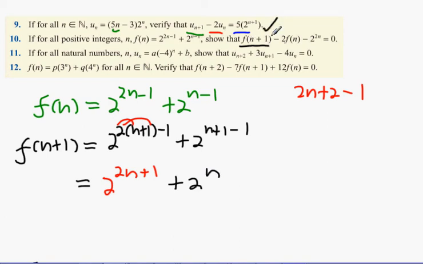That's that part done. Okay, now I'm going to go straight into this question here. Right, write down f of n plus 1. f of n plus 1 is 2 times 2 to the 2n plus 1 plus 2 to the n.